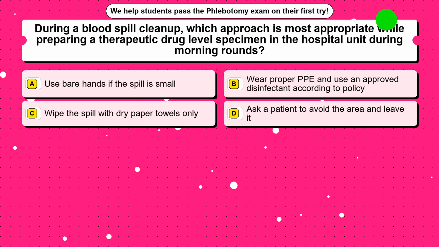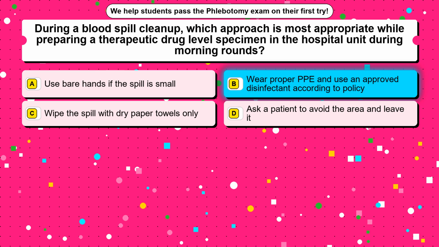Question 2. During a blood spill cleanup, which approach is most appropriate while preparing a therapeutic drug level specimen in the hospital unit during morning rounds? Option A. Use bare hands if the spill is small. Option B. Wear proper PPE and use an approved disinfectant according to policy. Option C. Wipe the spill with dry paper towels only. Option D. Ask a patient to avoid the area and leave it.